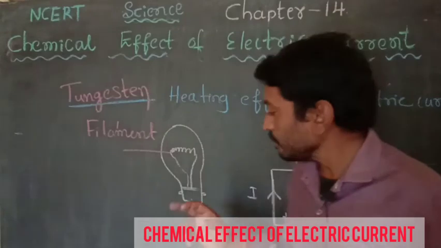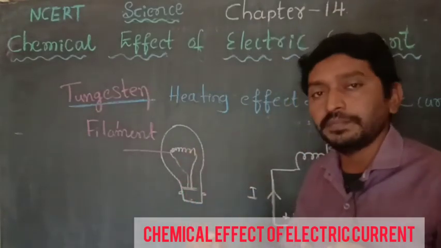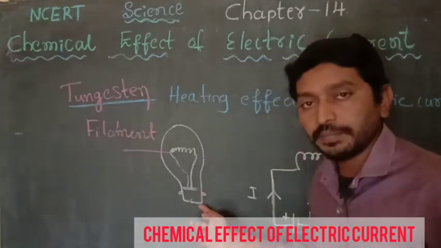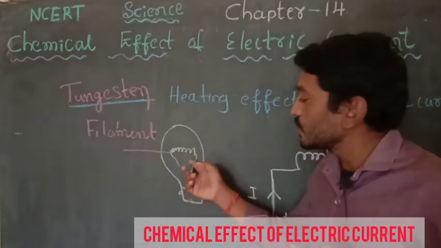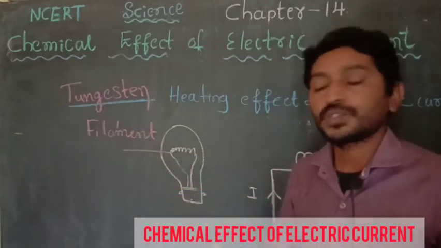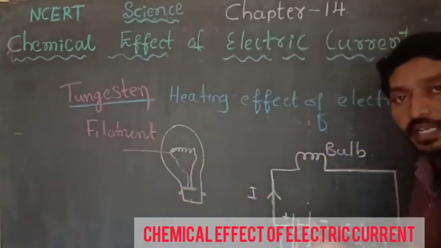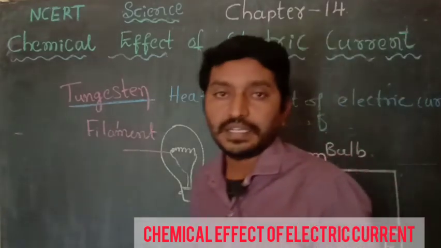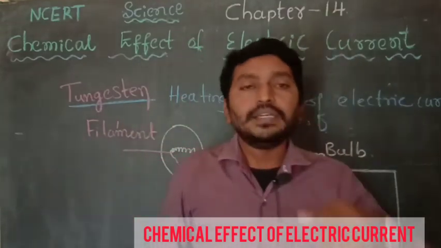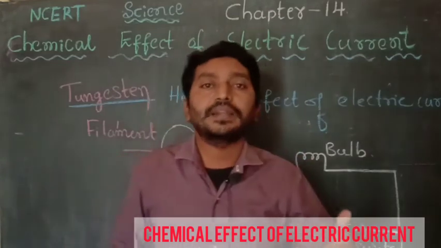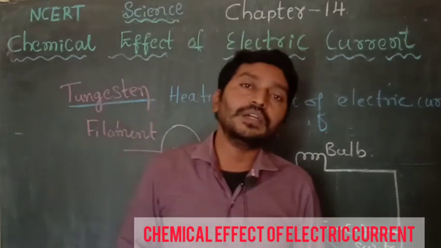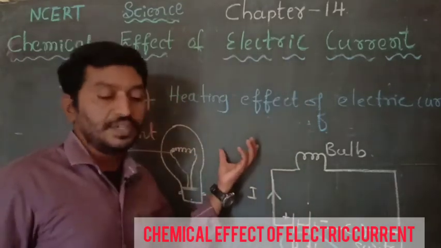That's why the tungsten wire glows. Here most of the electric energy is used to increase the temperature of the tungsten filament, then it starts to glow. So the main thing is the battery or the cell producing the heating effect of the electric current. Students, an electric iron box, an electric toaster, and one more example, an electric fan becomes warm if we use it continuously for a longer time. This is the heating effect of electric current.